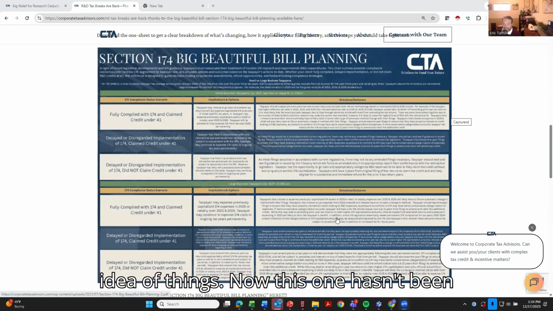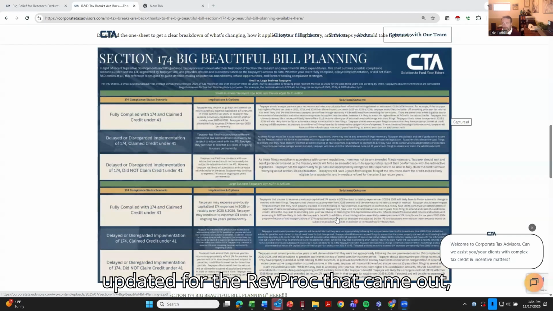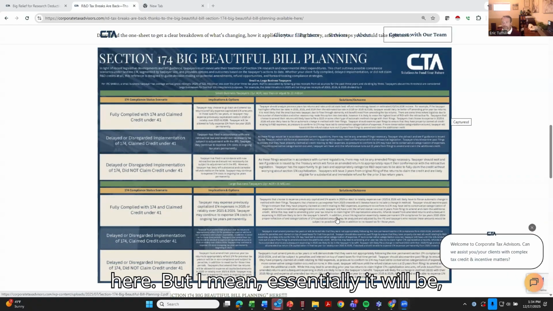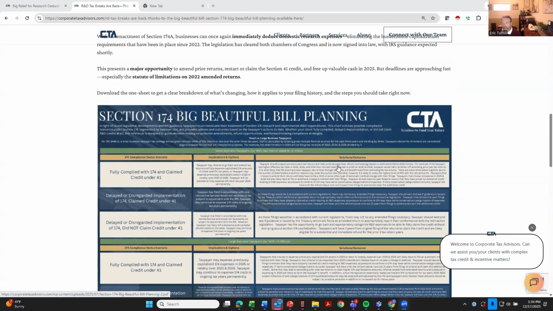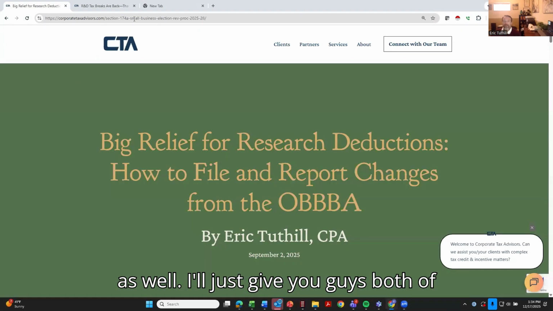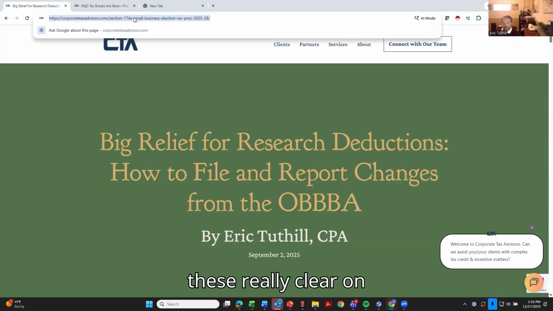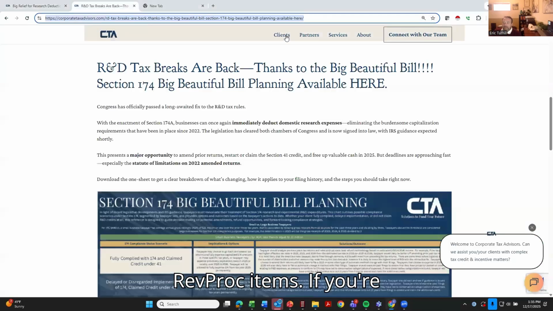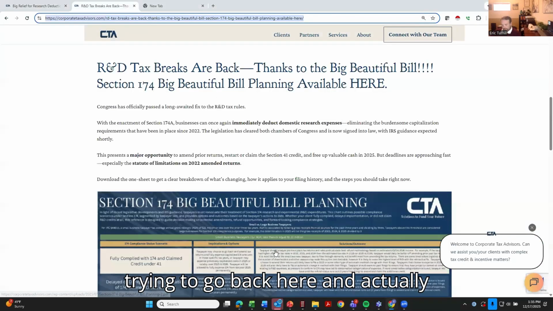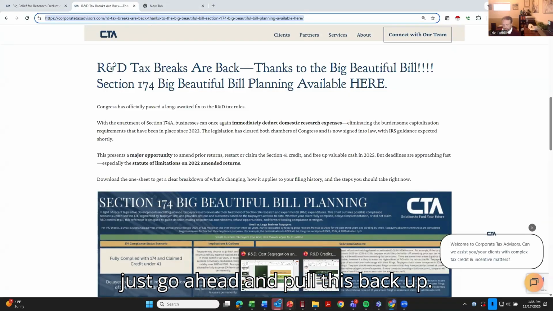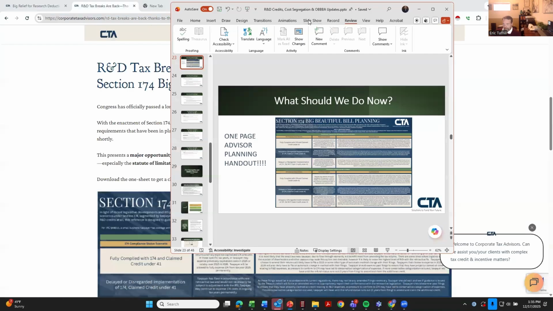Now, this one hasn't been updated for the Rev Proc that came out, which I'll go into a lot more detail on. We will have another article for that as well. I'll give you both of these really quick, on how to handle the Rev Proc items, if you're trying to go back and actually address this with your folks.